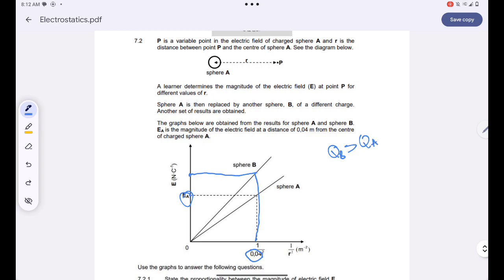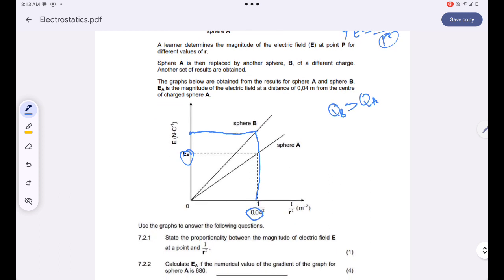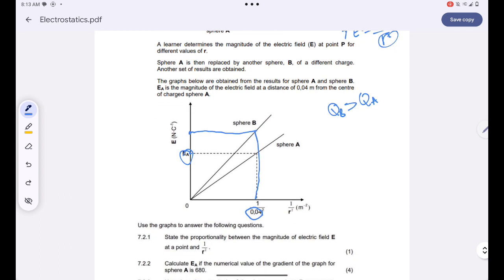Are you together? Why? Because the electric field at a point is basically equal to KQ all over R squared. If the distance is kept constant, and obviously K is a constant, for me to increase the electric field, that means the charge must be increased. But it's fine. Let's see the questions. Use the graph to answer the following questions. State the proportionality between the magnitude of the electric field at a point and 1 over R squared.